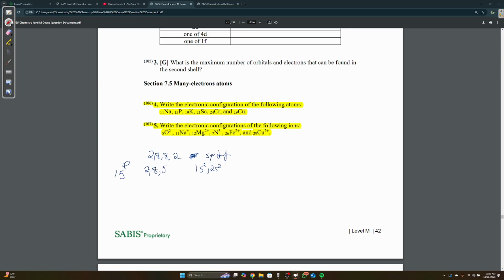But I'm holding 8 in the second shell, so I need 6 more. And where are these 6 gonna go? They're gonna go to the P. So 2p6. Okay, let's see.